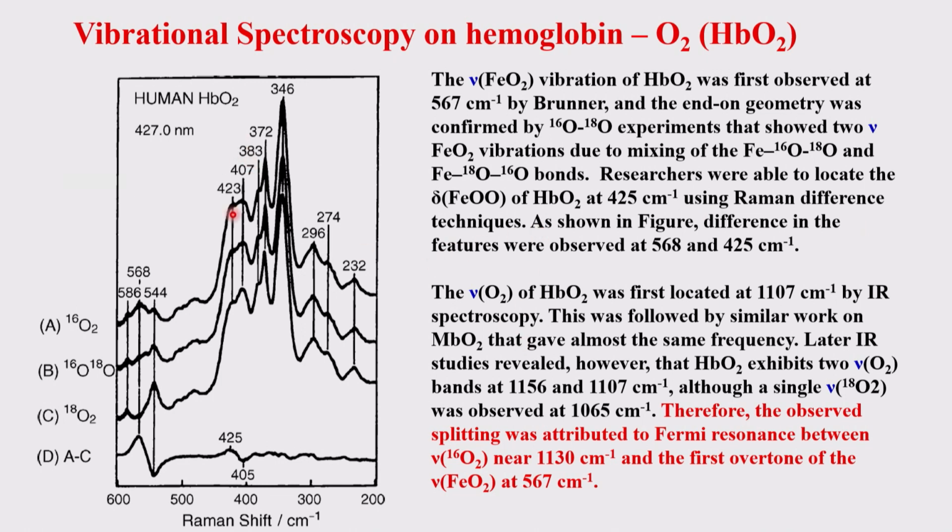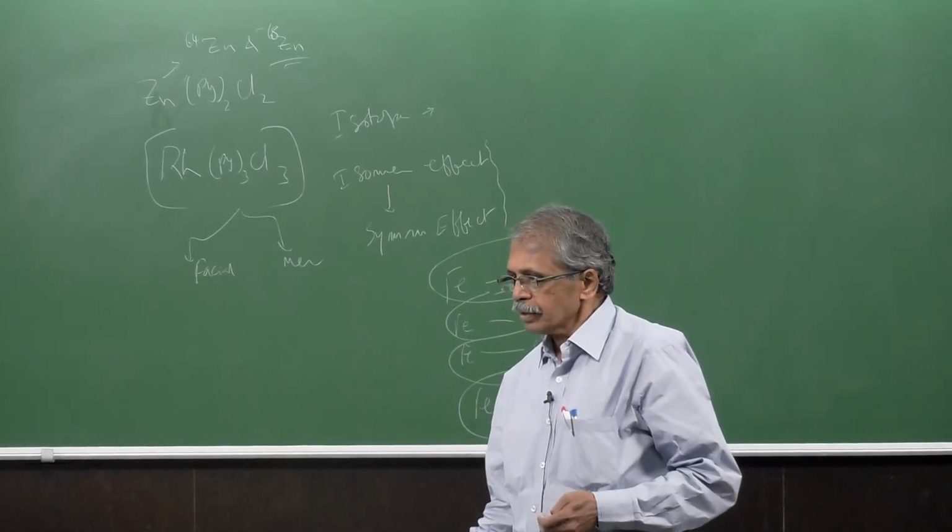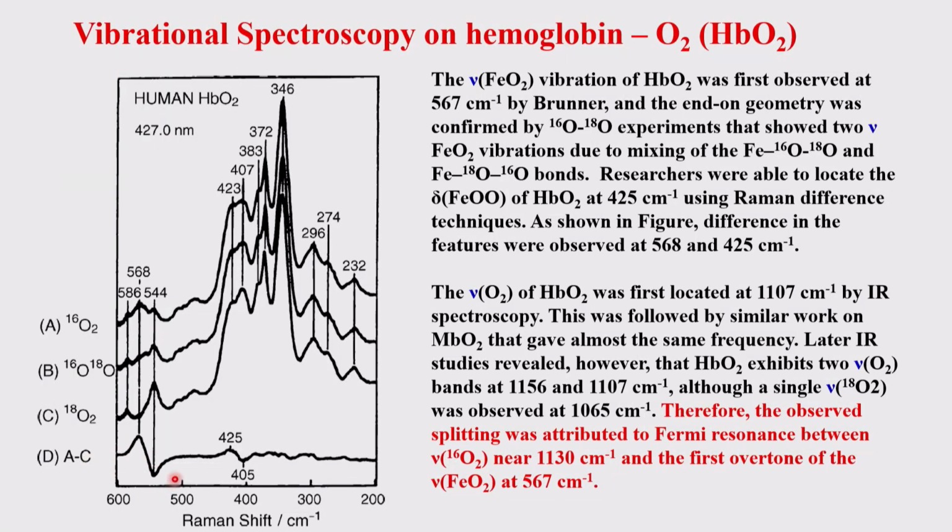So if you take the difference between these spectra, between the A and the C, which is completely 16 and completely 18 infrared spectrum, what you are finding, this last one, is the difference spectrum. Here this band is on the upper side, this band on the lower side. That means you have more intensity on this side and more intensity on the other side. Here again the same kind of thing. So that is where the difference is.